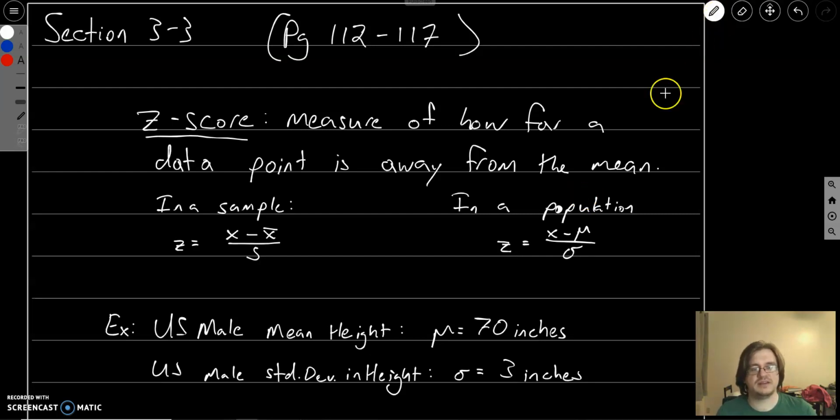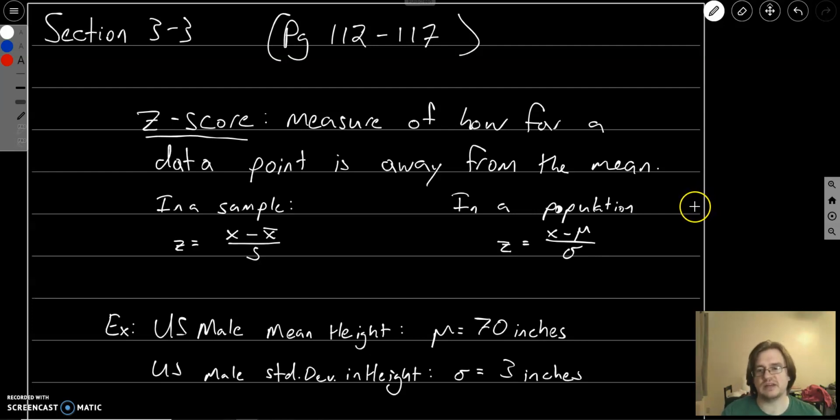Hello and welcome back. This video will be on section 3.3, where we are looking at data values and being able to describe their position within a set of data. So the first way of describing the position of a data point is going to be using the z-score. And this is a measure of how far away a data point is from the mean.